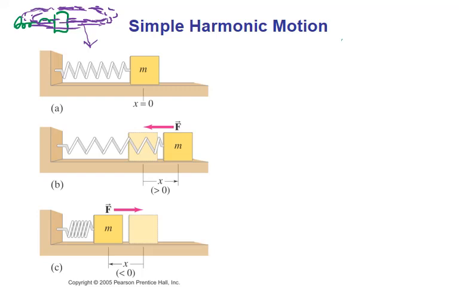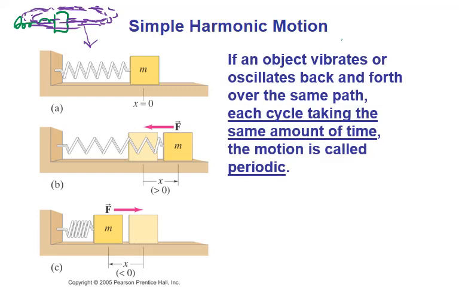But in real life, you have both of those. So it's oscillating back and forth. Each cycle takes the same amount of time, and this motion is called periodic motion. Periodic motion is where each cycle takes the same amount of time. So in other words, as this mass comes out to here, and then comes back over here, and then comes back to the middle, if we took that amount of time, the next time it goes around, it's going to take the same amount of time.